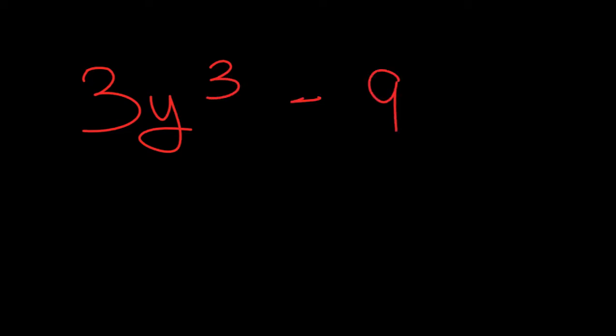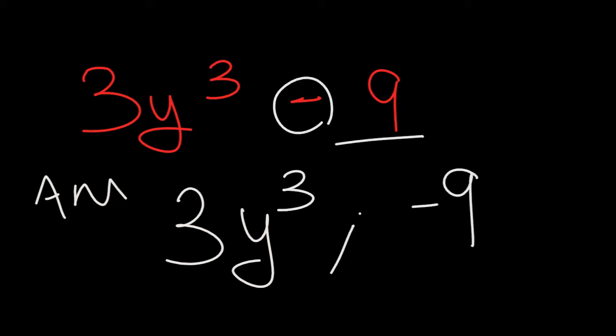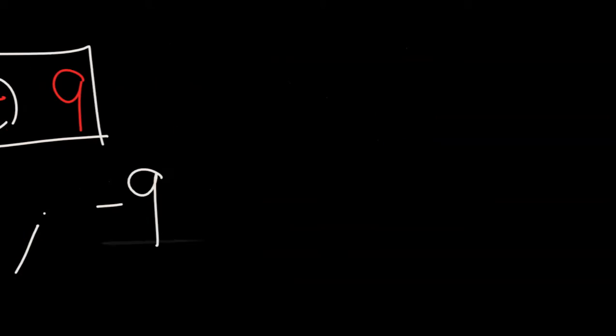So I have some practice questions for you guys. 3y cubed minus 9. What are the terms of this expression? Well, the answer is that the terms are 3y cubed and negative 9. Whenever there is a negative, try to incorporate it into the term. So 3y cubed and negative 9 are the terms.